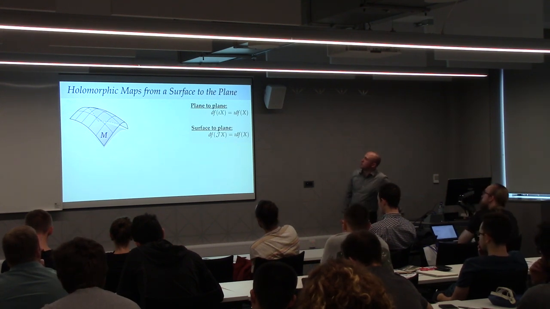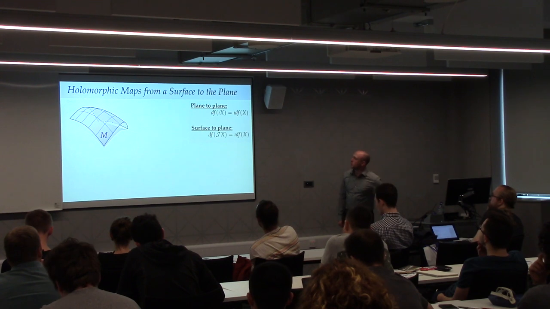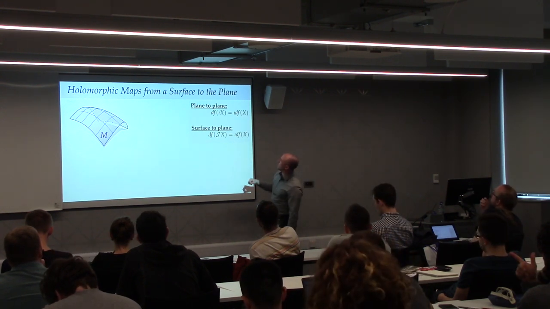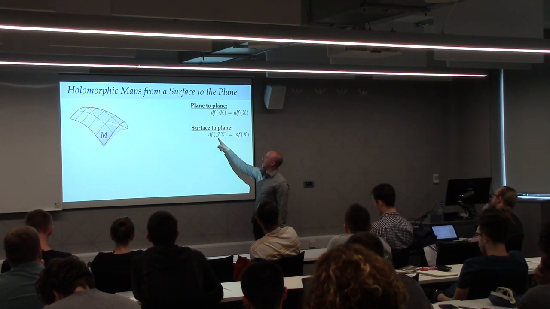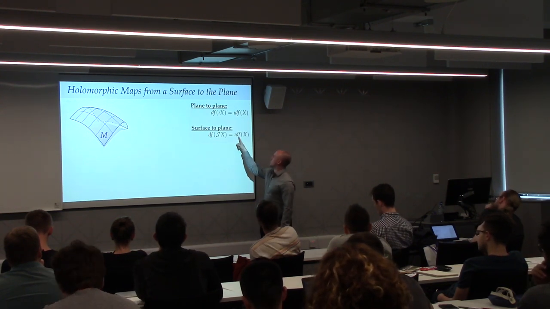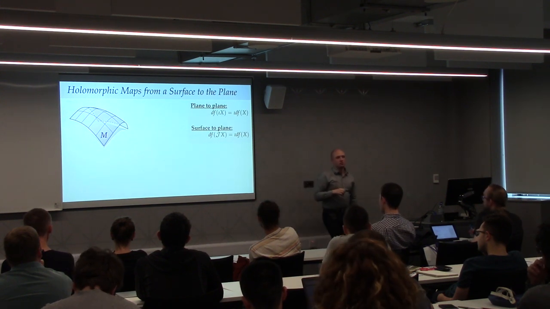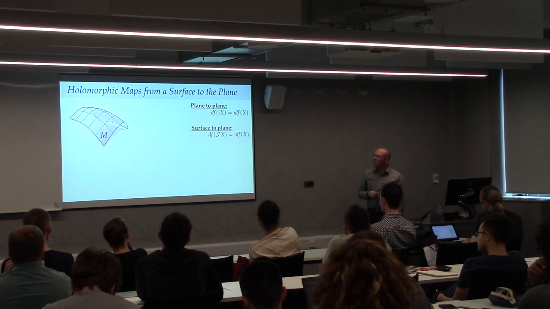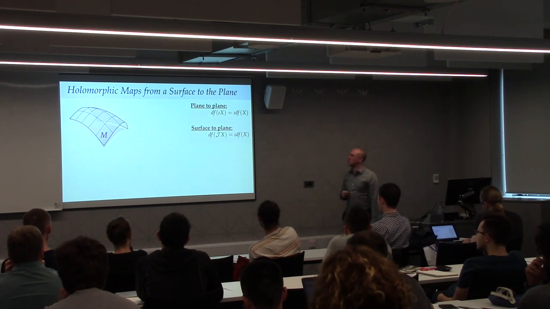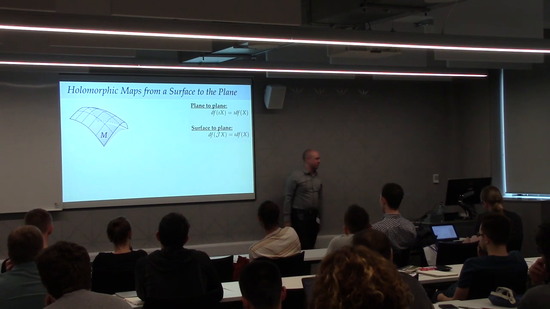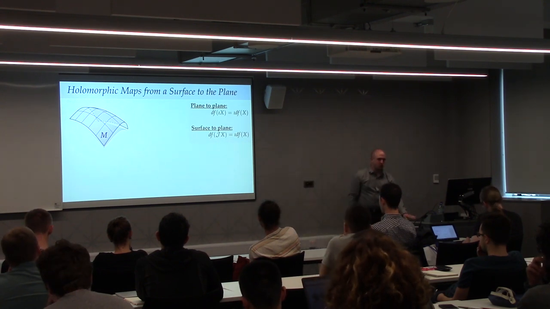If I want to say, what does it mean for a map from a surface to the plane to be holomorphic? It looks just like my condition in the plane. If I now apply J to X and then push it forward, it should be the same as pushing it forward and then applying I. Nothing really changed geometrically. In fact, if I'm in the plane, well, J equals I. Questions?